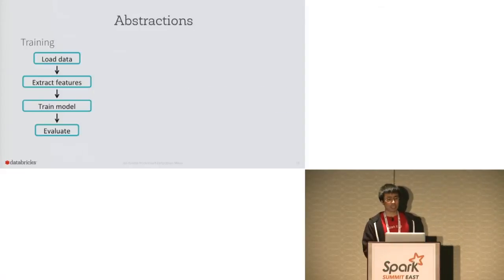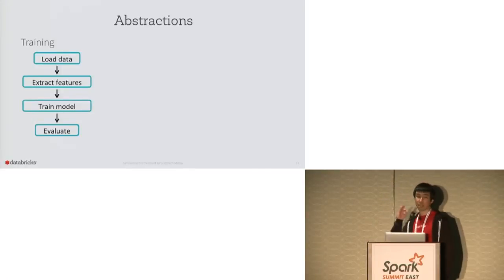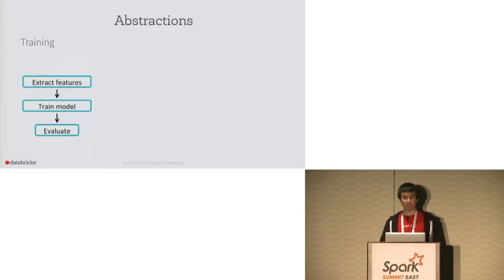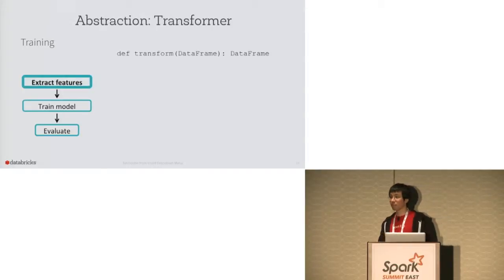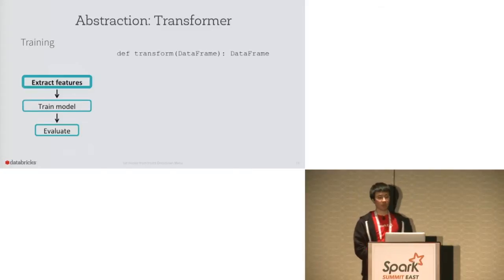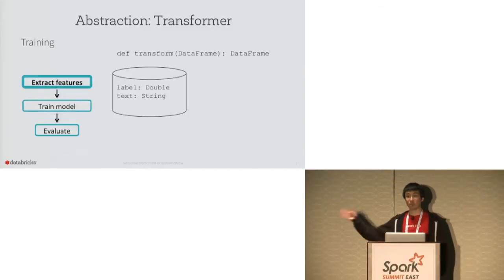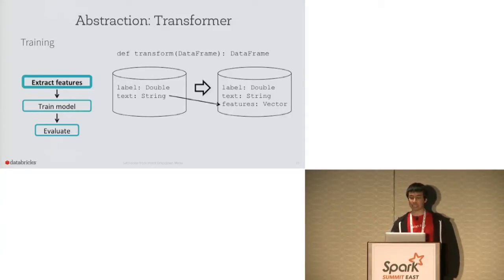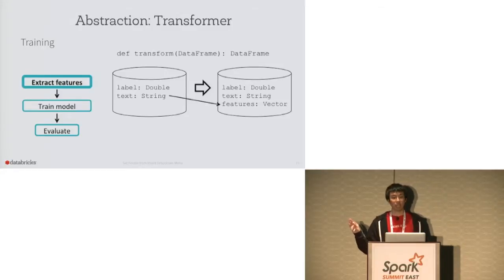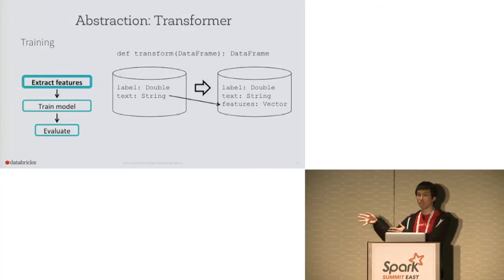The next big concept I'll mention is abstractions. So here's our training workflow. We talked about loading data as a data frame. But for each of these 3 components, we've defined new abstractions. For abstracting features, we have the idea of a transformer. It takes 1 data frame and creates a new data frame. For feature extraction for our data set, what that looks like is we start with our loaded data with labels and text columns. And it's going to take that text column and create a features column and return all 3 columns as a new data frame.